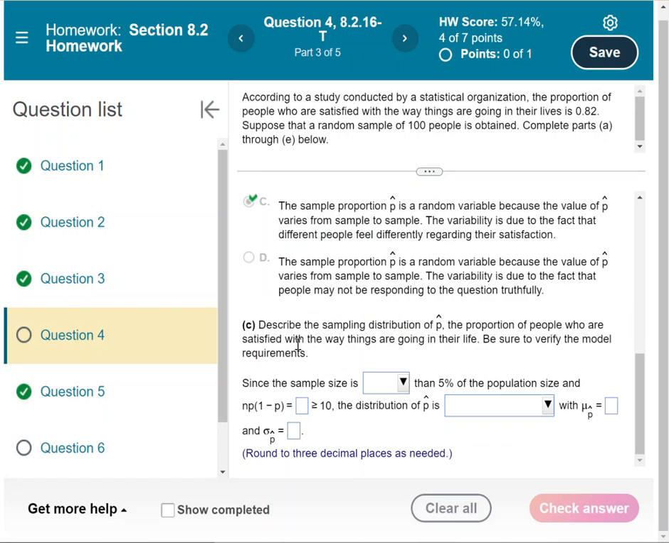All right, let's move on to letter C. Describe the sampling distribution of p hat, the proportion of people who are satisfied with the way things are going in their life. Be sure to verify the model requirements. Since the sample size, we need it to be less than 5%. So let's go ahead and do that real quick. I'm going to go ahead and switch screens.